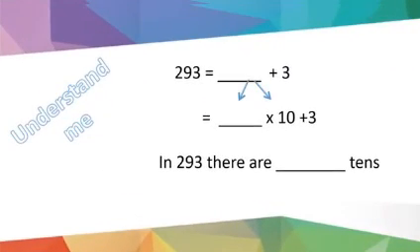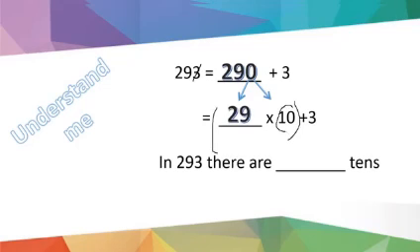293 equals which number plus 3? First step, hide 3. Replace the 3 with 0 and it's 290. Write 290 in expanded form or decompose 290 into which number times 10? 29 times 10 equals 290.